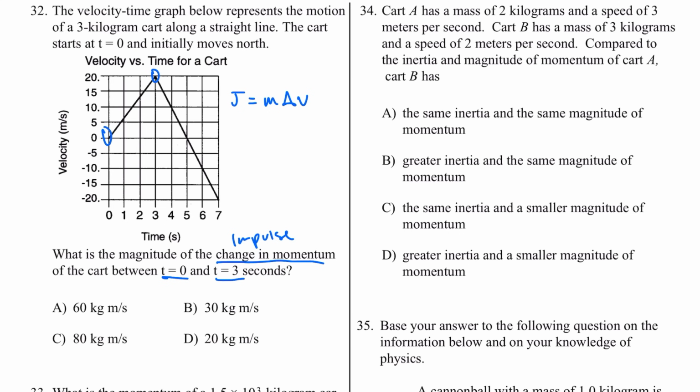So the change is 20 meters per second, because at time equals 0, it was at 0 meters per second, and at time equals 3, it was 20 meters per second. So J equals mass, 3 kilogram cart, so 3 kilograms times 20 meters per second, and that is an impulse of 60 kilograms times meters per second.